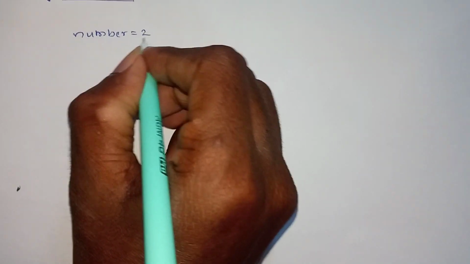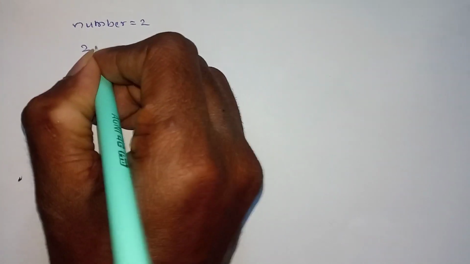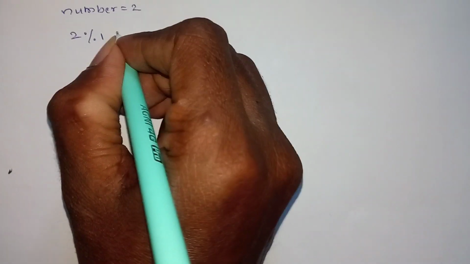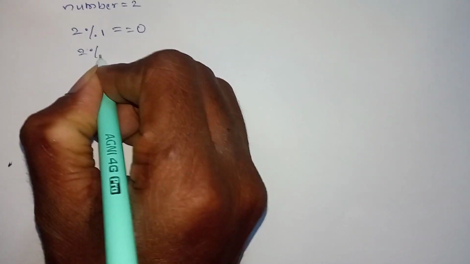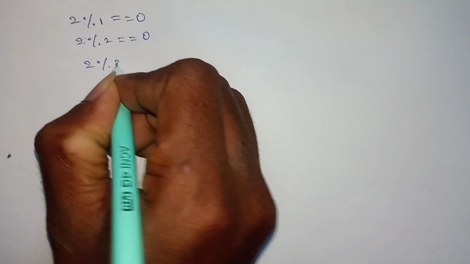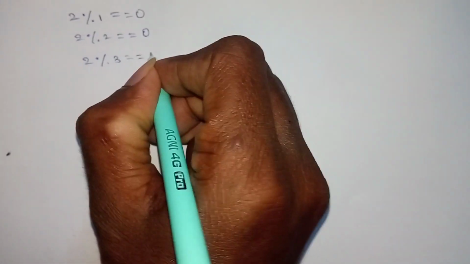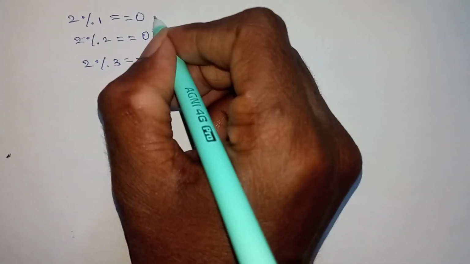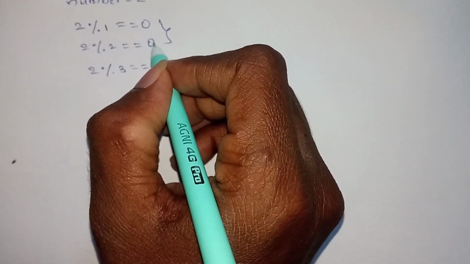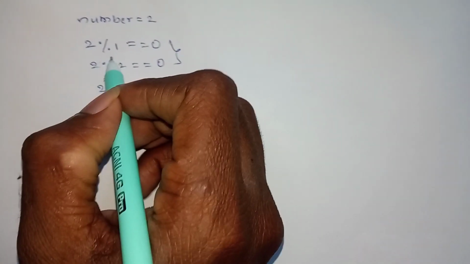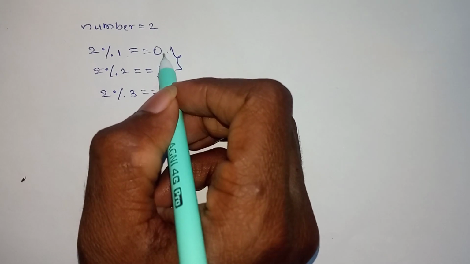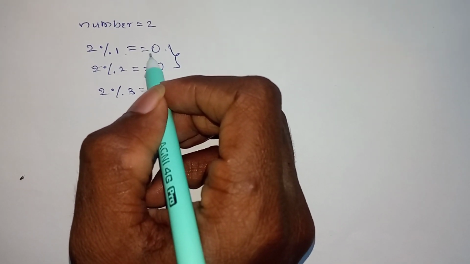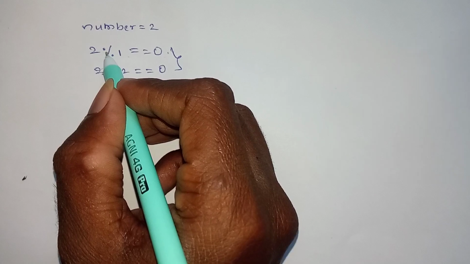I mean, suppose you consider this number as 2 and you divide it by 1, then it gives us a remainder 0, right? And if you divide this same number by 2, it gives the remainder 0. And if you divide the same number by 3, it will not give the remainder 0. Instead, it gives 2. So whenever this number is divided by other numbers, exactly two numbers should give the remainder 0. Here, 1 and 2 are giving the remainder 0.